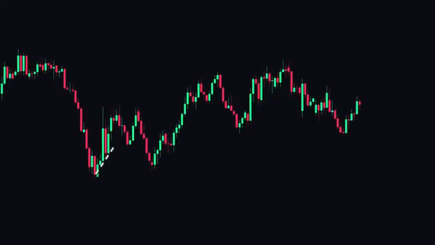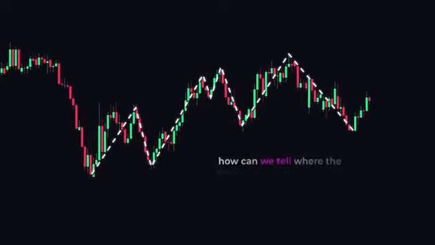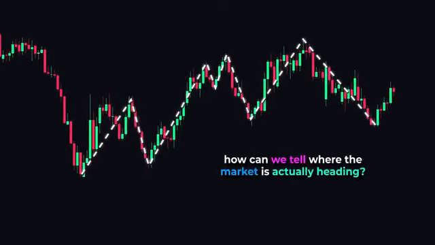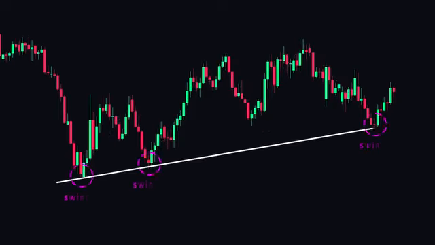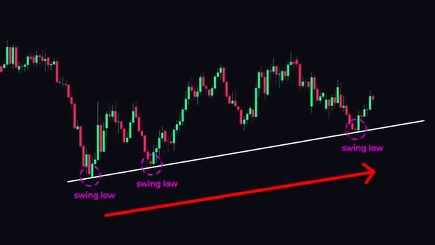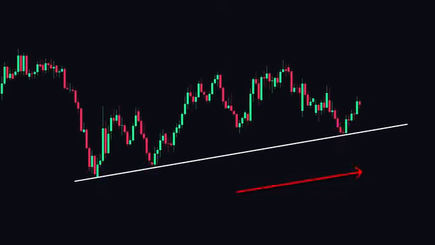In this chart, we can see that price is fluctuating, moving up and down repeatedly. So, with all these movements happening, how can we tell where the market is actually heading? Simple, we draw a trend line. By drawing a straight line connecting the swing lows on the chart, we can see that the trend line is heading in an upward slope. This tells us that despite these short-term fluctuations in price, the overall market trend is up.